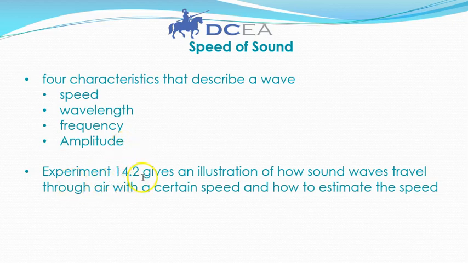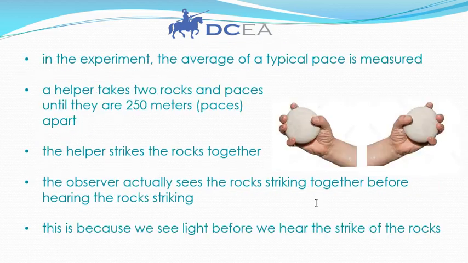Experiment 14.2 in your text gives an illustration of how sound waves travel through air with a certain speed and how to estimate the speed. I recommend that you stop the video right now and read that experiment and then come back. In the experiment, the average of a typical pace is measured. So a pace is the distance between your feet when you walk.